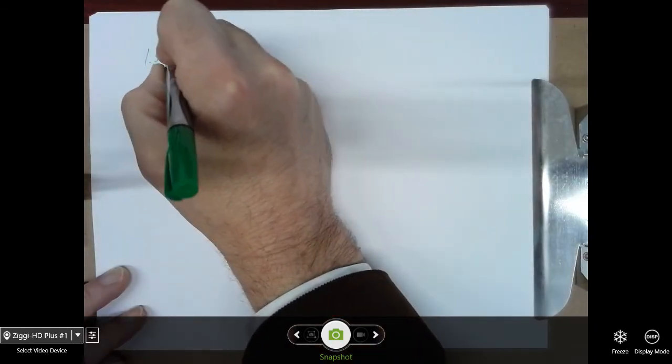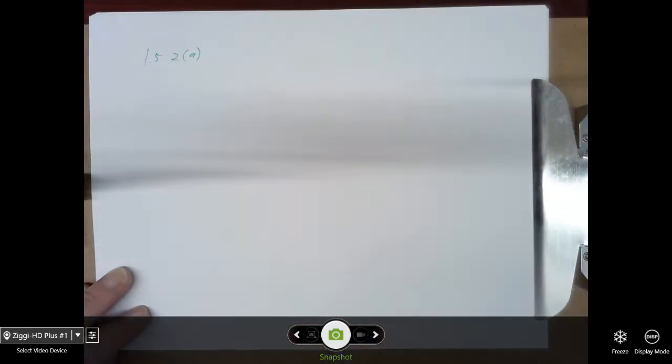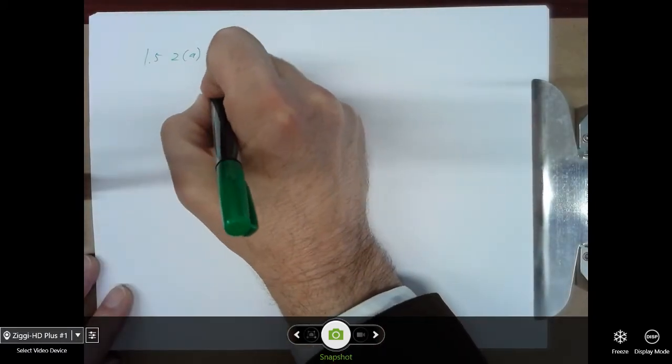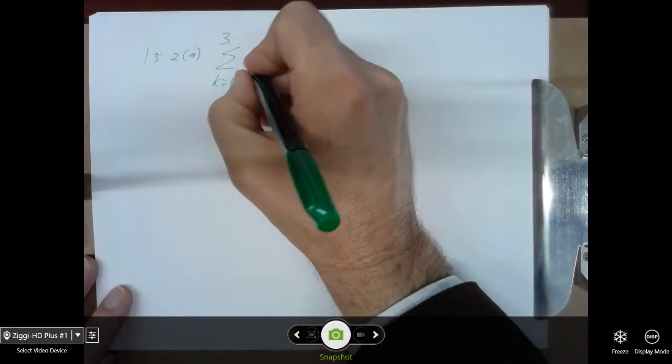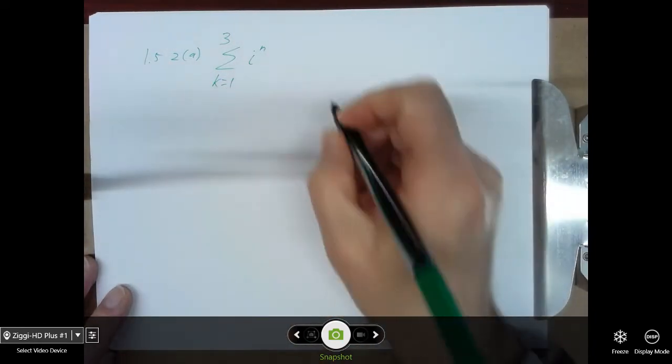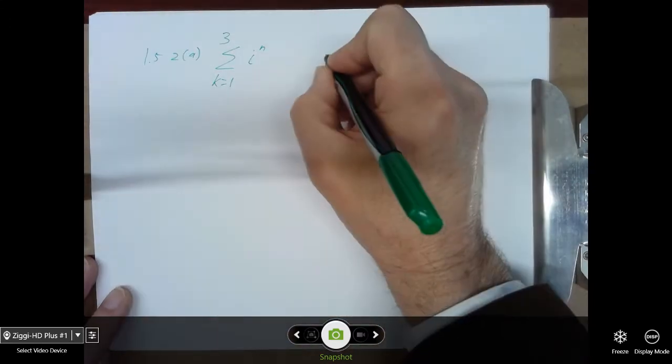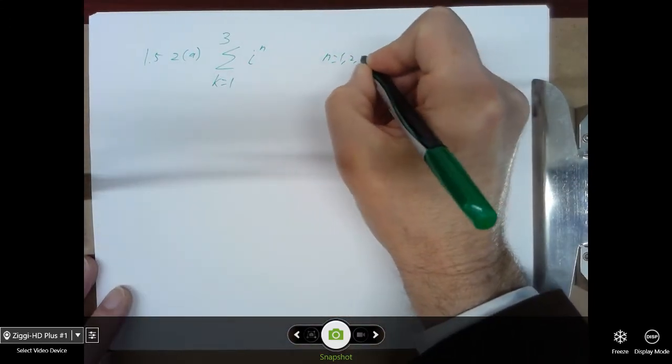Particular section, A, B, C, or D? A. All right. Let's look at part A. So calculate the following series, and it says the sum from k equals 1 to 3 of i to the n, and we're told n equals 1, 2, 3, 4.